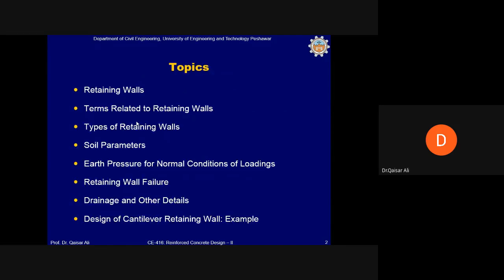The topics which will be addressed in today's lecture are introduction to retaining walls, some terms related to retaining walls, types of retaining walls, soil parameters, earth pressure for normal conditions of loading, retaining wall failure, drainage, and other details, and design of one cantilever reinforced concrete retaining wall.